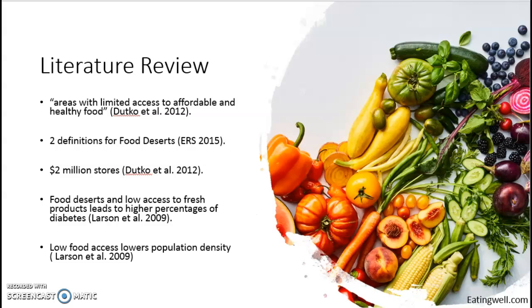And Larson et al. 2009 also notes that lower food access means lower population density, and lower population density can lead to fewer businesses coming in because our market studies are based on income, how much people are willing to spend, and how many people live in a certain area.